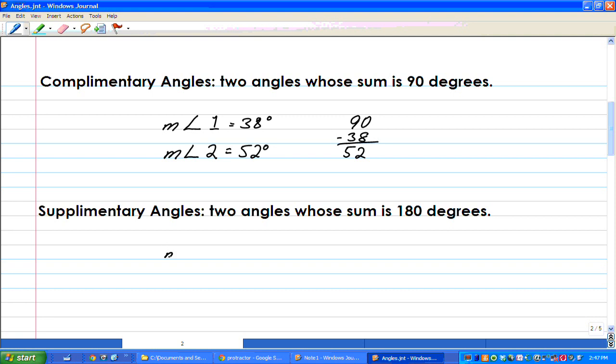Supplementary angles are 2 angles whose sum is 180 degrees. So let me take the same angle 1 that I had up here, 38 degrees. And now I'm going to say, what is the measure of angle 4, assuming that angle 1 and angle 4 are supplementary? Well, they need to add up to 180 degrees, so if I subtract 38 from the 180, I would get 142 degrees. So the measure of angle 4 is 142 degrees.